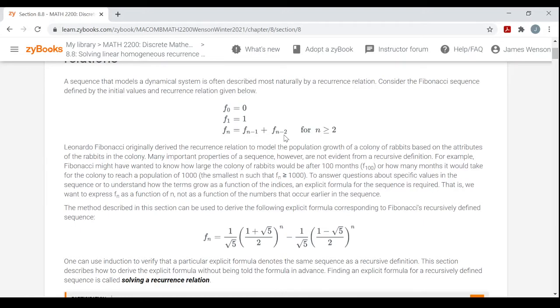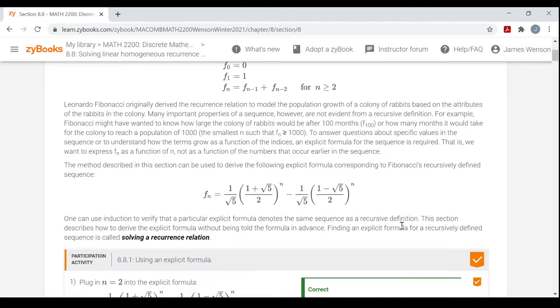Found the characteristic equation, solved the characteristic equation, had a general solution, which was a linear combination of the two solutions from the characteristic equation, then plugged in the initial conditions, F0 equals 0, F1 equals 1, and found those constants, the 1 over root 5 and negative 1 over root 5. That gave me this linear combination of the solutions from the characteristic equation. It's a lot of steps, but it does give us an explicit formula for the Fibonacci sequence.